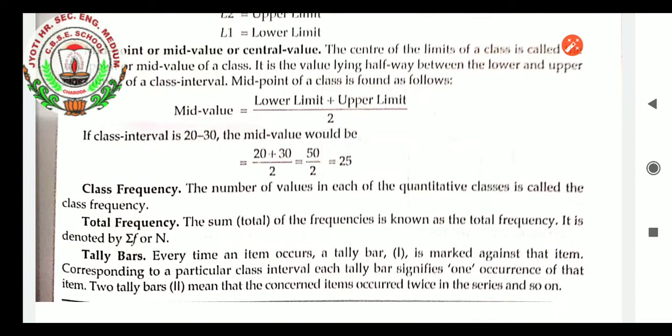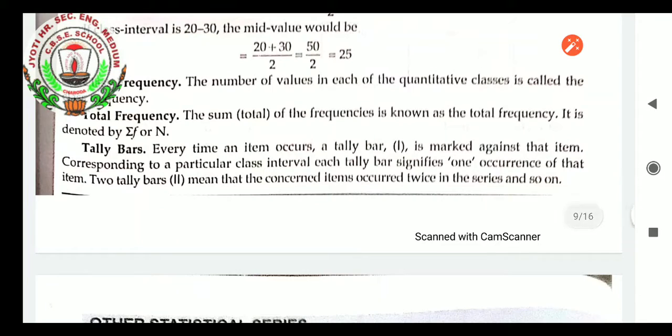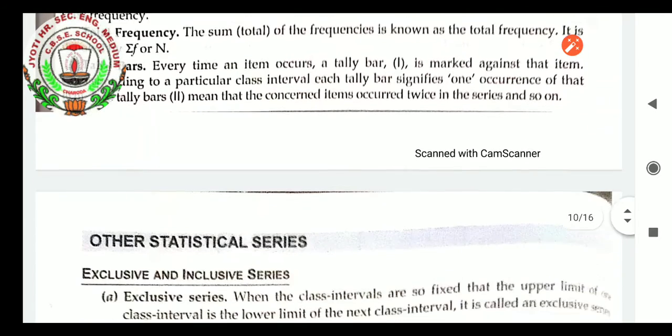Class frequency: the number of values in each of the quantitative classes is called the class frequency. Total frequency: the sum total of the frequencies is known as the total frequency. It is denoted by sum of f or N. Tally bars: every time an item occurs, a tally bar, that is one line, is marked against that item corresponding to a particular class interval. Each tally bar signifies one occurrence of that item. Two tally bars mean that the concerned item occurred twice in the series, and so on. So that is the tally bar.